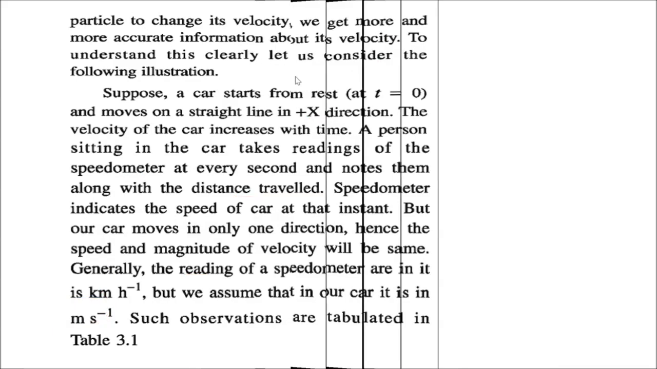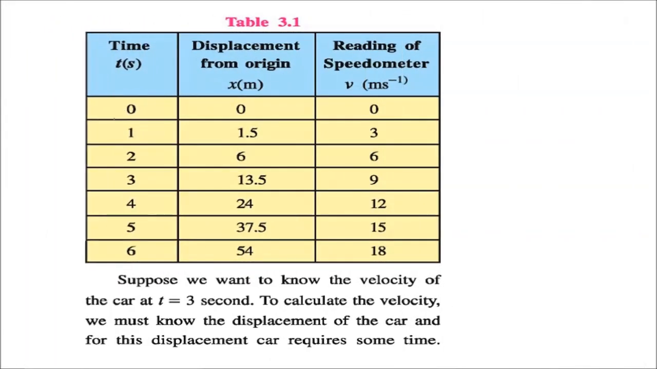So what are the tabulated observations he has given? He took the readings like this. At 0, everything was 0. At 1 second, the displacement from the origin was 1.5 and the reading on the speedometer was 3. In the same way, at time 3 it was this displacement and this speedometer reading. Now suppose we start from here at t equal to 3. To calculate the velocity, we must know the displacement of the car, which is 13.5, and for this displacement we need some time.